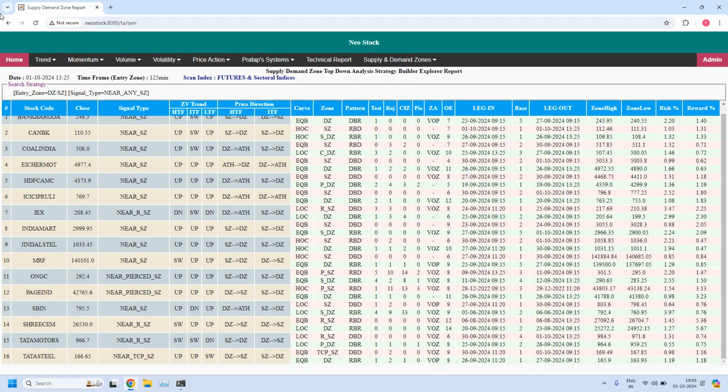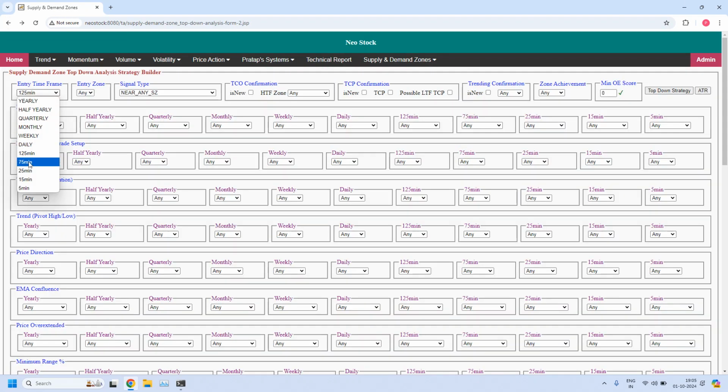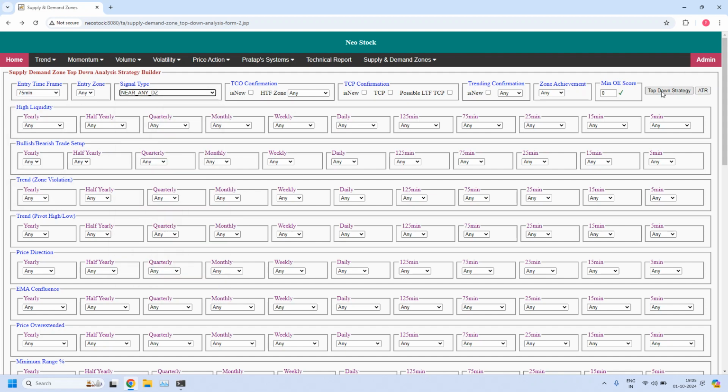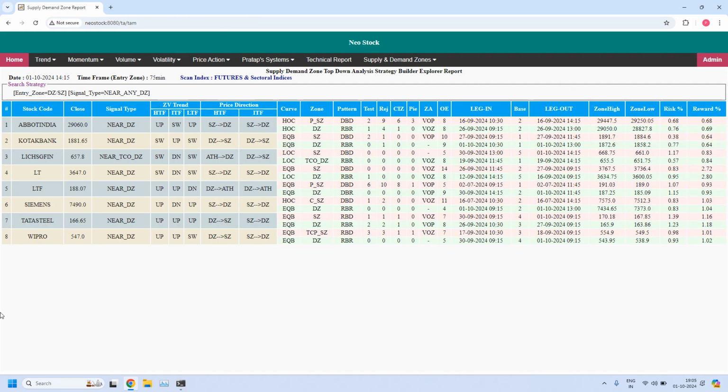Okay, the next time frame is 75 minutes. Entry time frame 75 minutes. Let us find the stocks near the 75 minutes demand zone. 8 stocks are filtered.